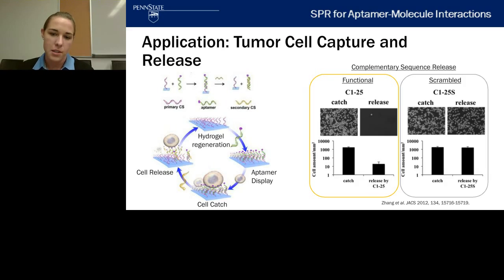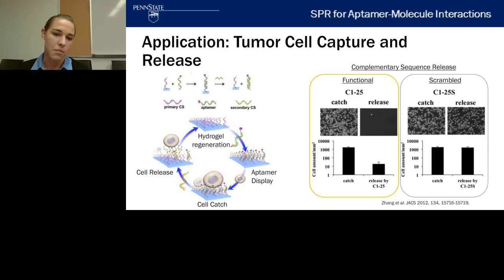We can capture these cells and then quantify the amount of cells bound per area. Next, we can use a secondary sequence which binds to the aptamer sequence with more base pairs than the aptamer sequence binds to the primary sequence. And this displaces not only the aptamer sequence, but also any cells that are attached to this aptamer. And when we look at the images back on the right, we can see that when the complementary sequence is 25 base pairs with the aptamer, most cells are released. When the sequence is scrambled on the rightmost image, we can see that very little cells are released. So this is a very specific release system.